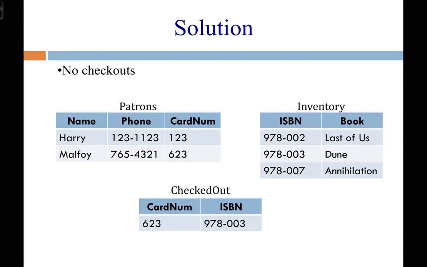So here's how we represent somebody having no books checked out. Now that we have separated data into relations, we just say there is no tuple in the checked out table for Harry. This means Harry has no books checked out. Harry still exists. He's still a patron of the library. And some of these books are not checked out, but they still exist.